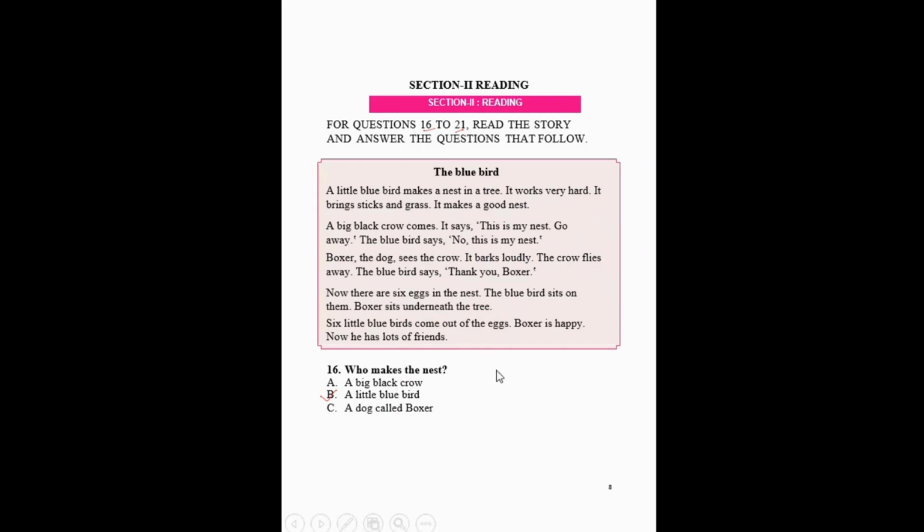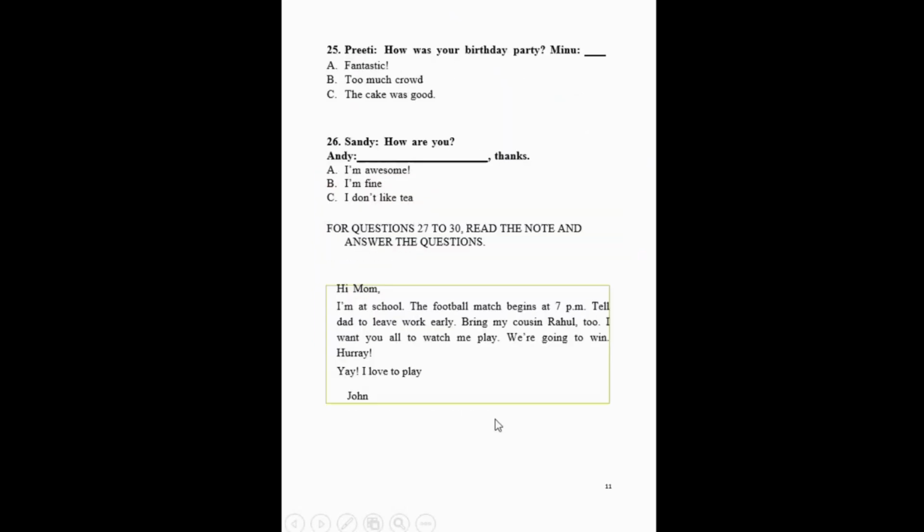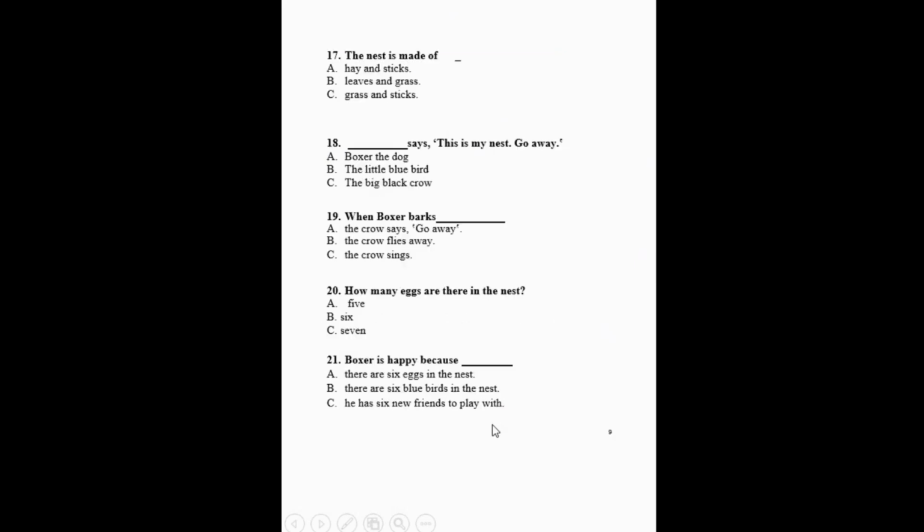Now, based on this, the next question is question number 17. The nest is made of hay and sticks, leaves and grasses, or grass and stick. Which one was it made up of? It was made up of grass and stick.